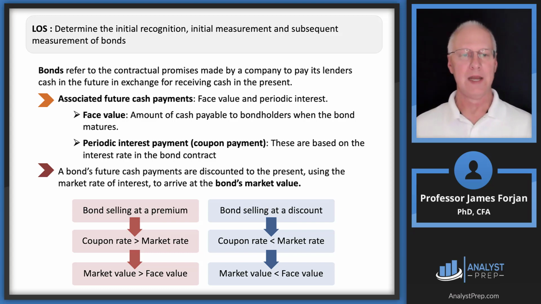on the bond. Now, when that happens, if the coupon rate and the market rate are the same number, whether it's 8% and 8% or 12% and 12%, the price of the bond will be equal to its face value. That price will be $1,000.